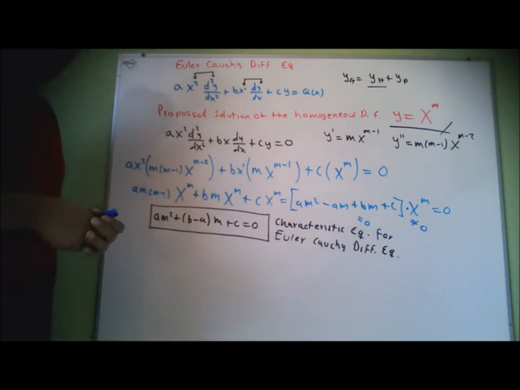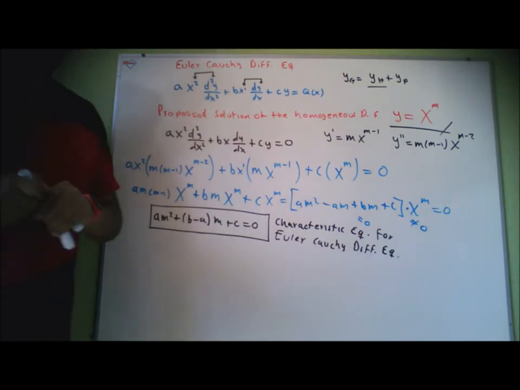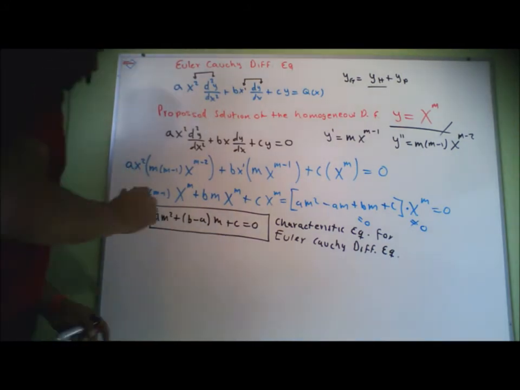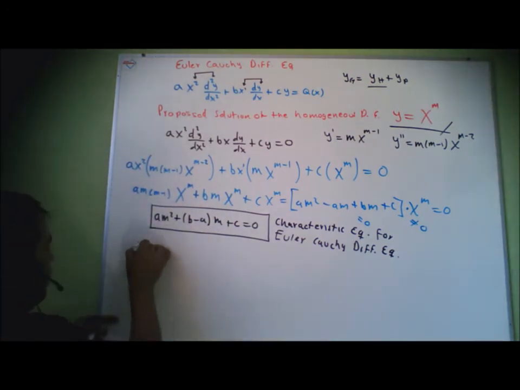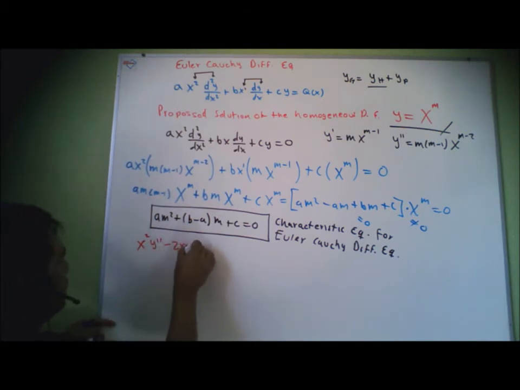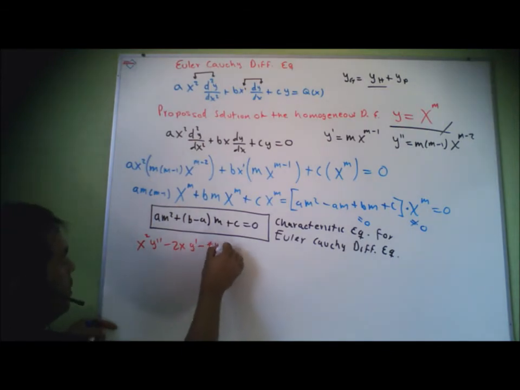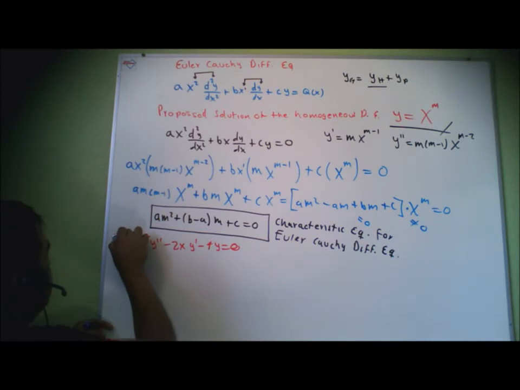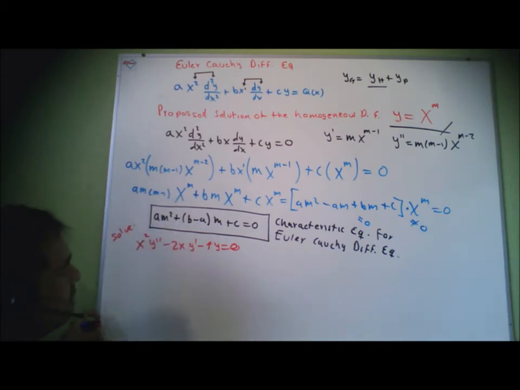So let's see one little example with real and different roots. I'm going to solve x squared y second derivative minus 2x y first derivative minus 4y equal to 0. Okay, so let's solve this example, and now the characteristic equation is going to be this one.